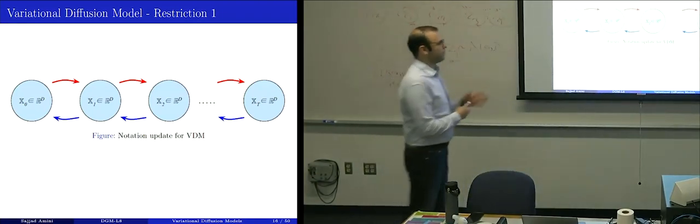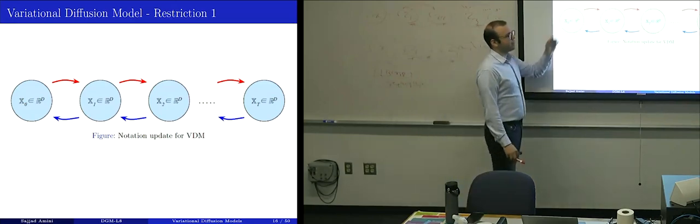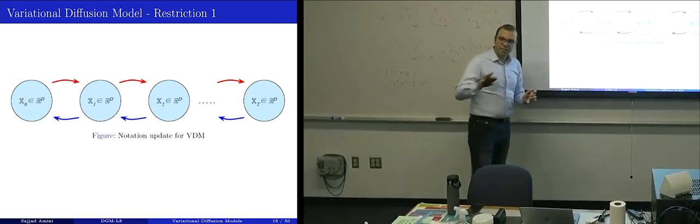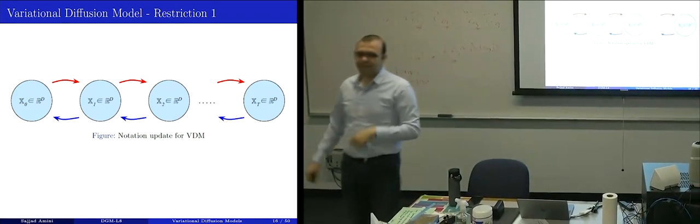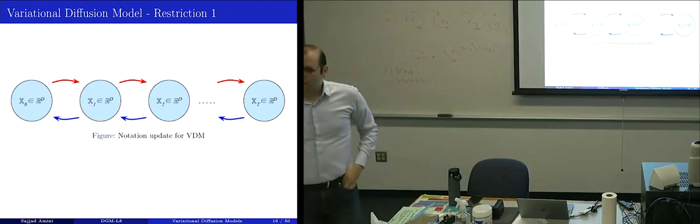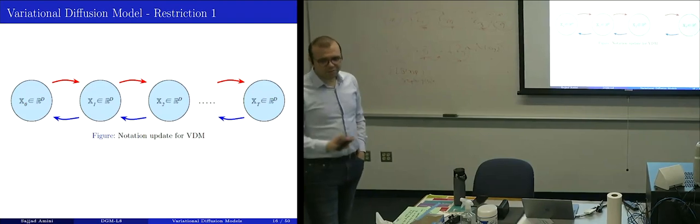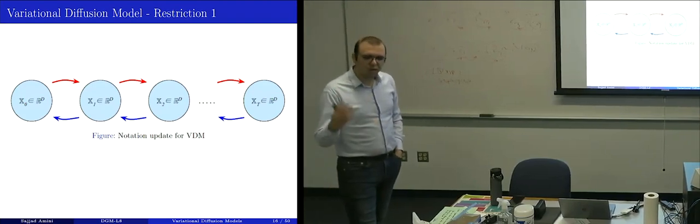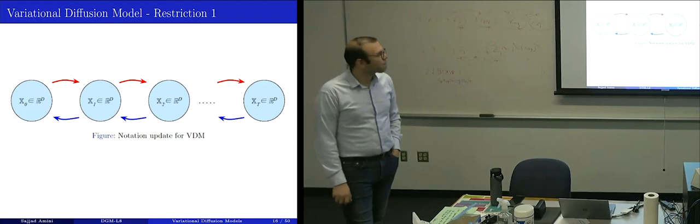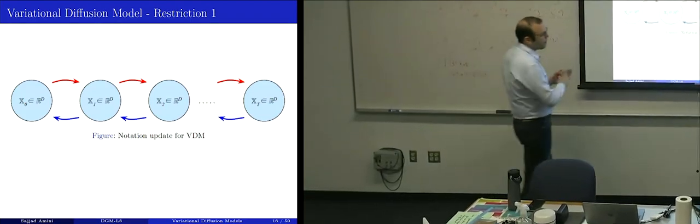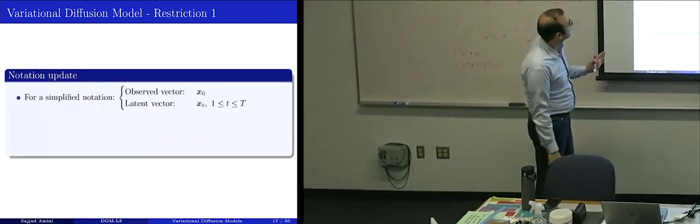Okay? Why? Because we know that all x's are of the same dimension, R^d. But this x0 is the observed, xt is the last. Also, like z there, they can all be used to do representation learning. Because they are of the same dimension, they do not have those types of meanings. Any question? Just a simplified change of notation.